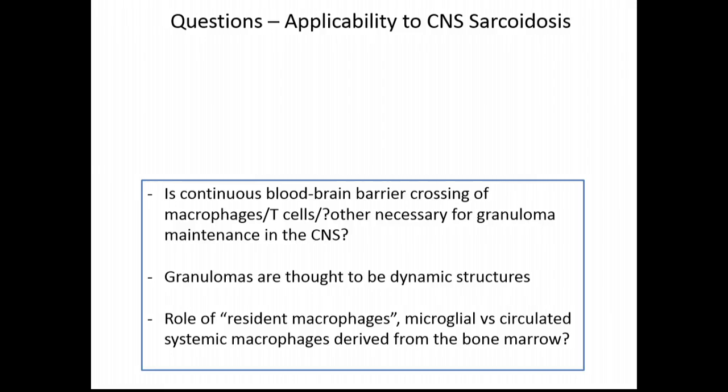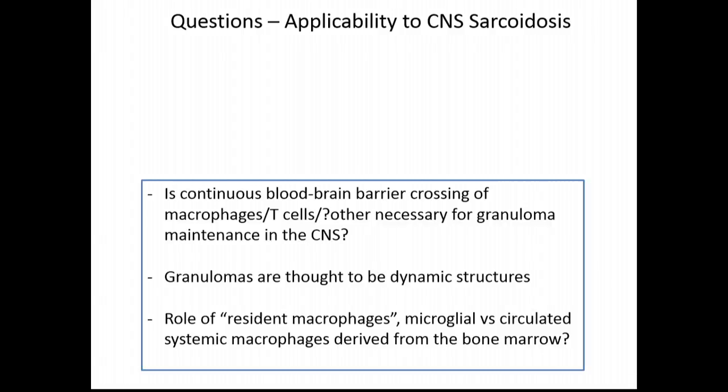So the question is, when we do a brain biopsy, that's a snapshot in time. But you have to imagine that granulomas are actually very dynamic structures, where this big ball of macrophages doesn't just sit there, but is always circulating and moving. The thought is that these macrophages probably recirculate every 8 hours or so, and they probably need to cross the blood-brain barrier. We think that these macrophages cross from the periphery into the nervous system.